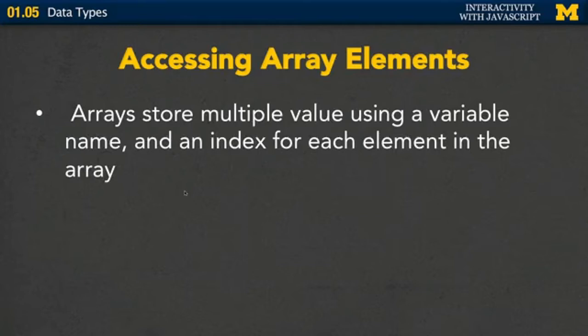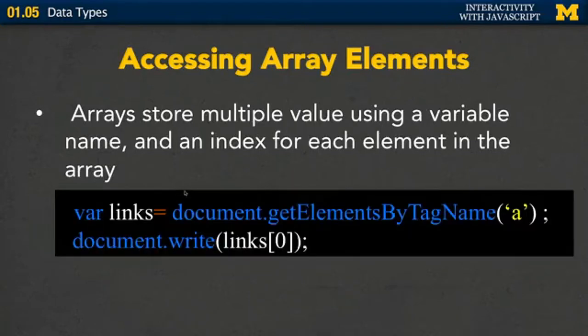So arrays store these multiple values using a variable name, just like the ones we've done, but it also includes what we call an index for each element in the array. This is the same example where I said, hey, go out and grab all the links. Now, if I wanted to write some sort of element out, I could say document.write links[0], and it would return the very first link I saw. If I had links[3], it would actually return the fourth one, because computers love to count starting from 0 and up.